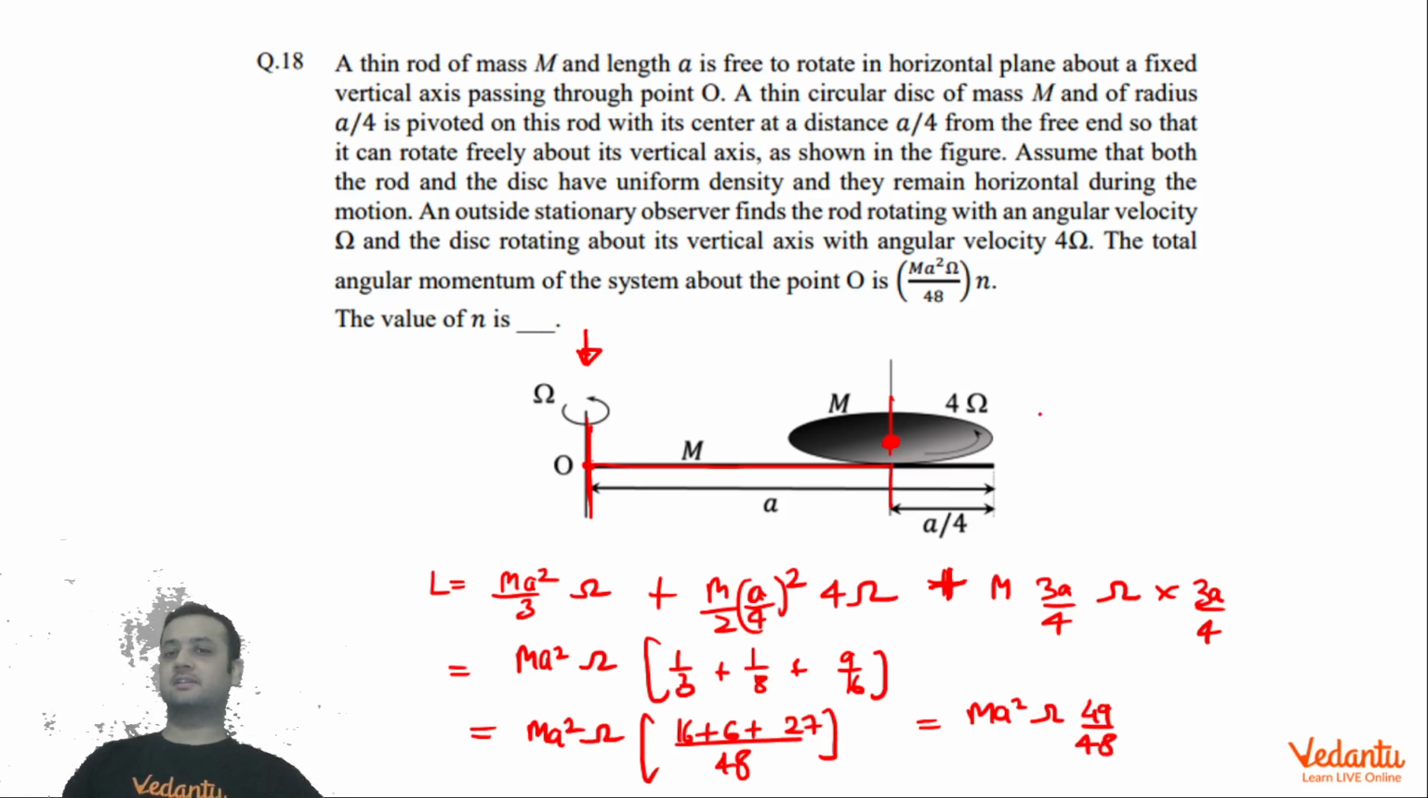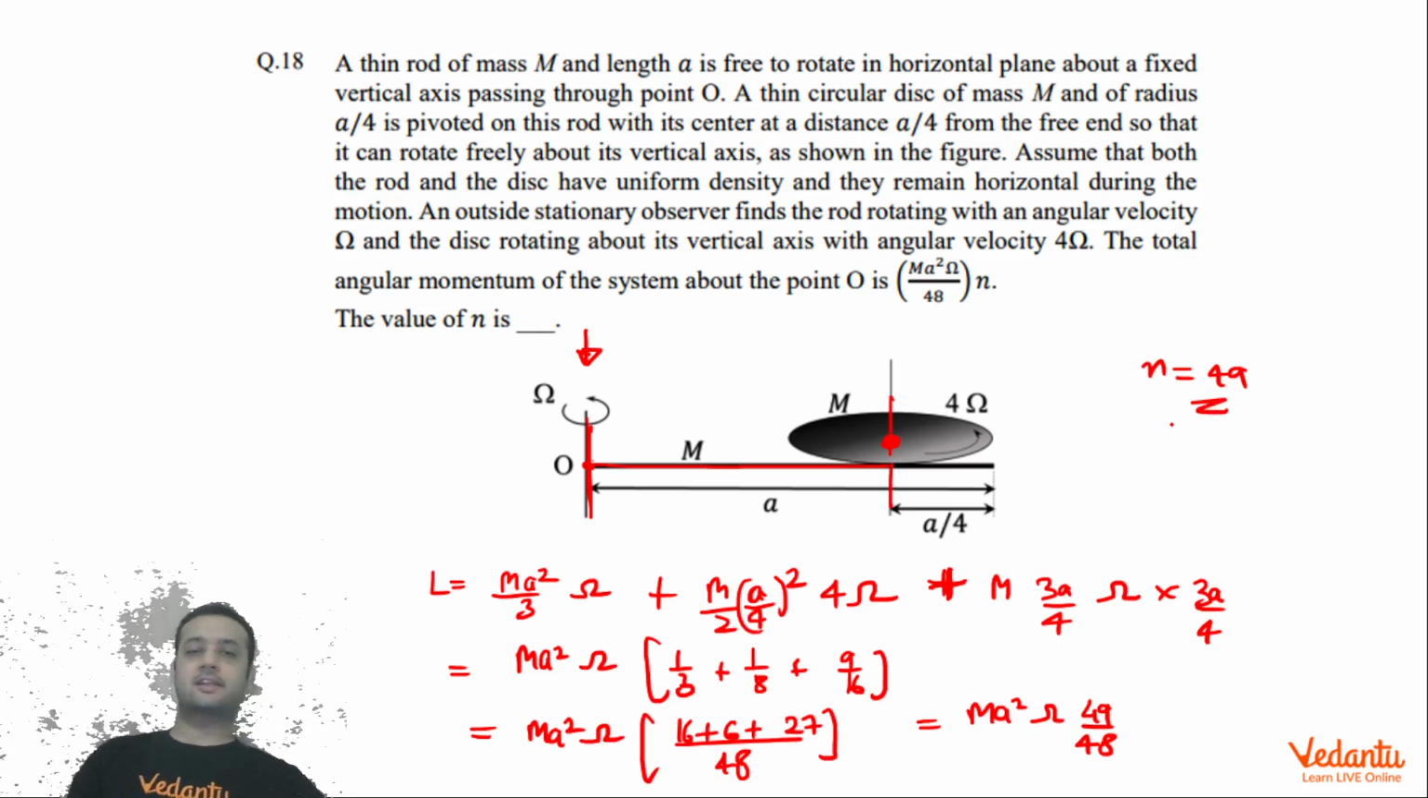So if you compare this with the given expression, n will come out to be 49. So 49 should be the correct answer for this question. So simple question. As I said, those students who thought that this is a rigid body would have gotten this wrong. Otherwise, this was a fairly regular question. That's it. Thank you.